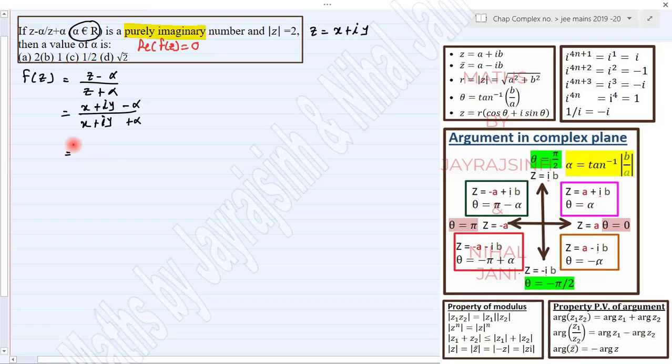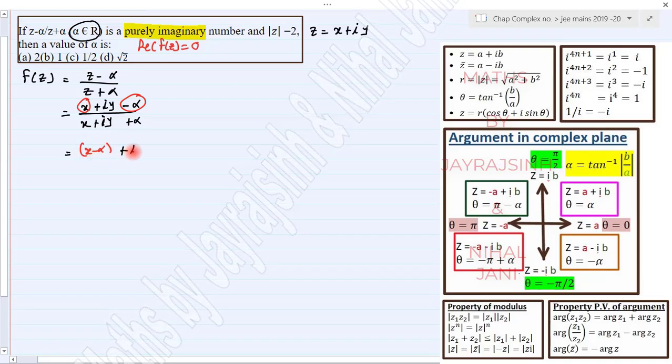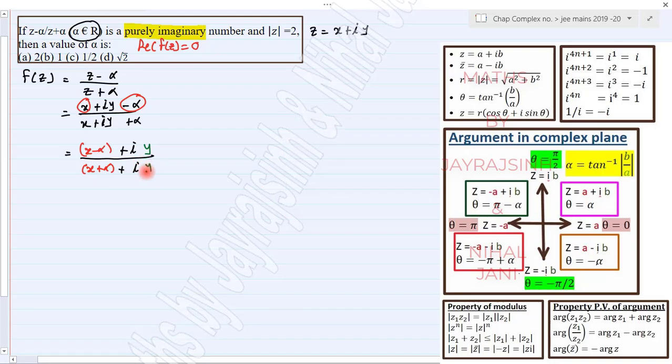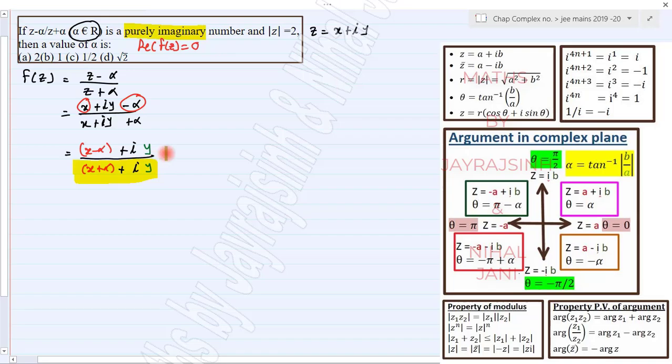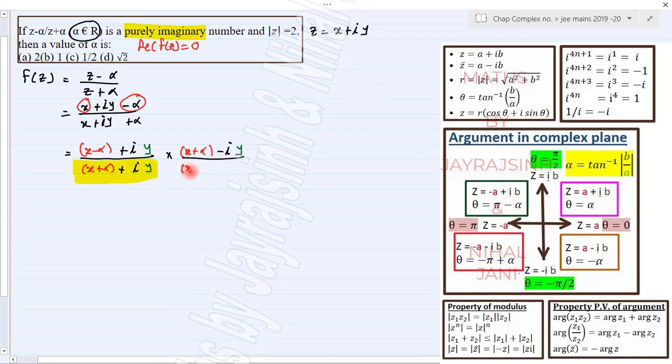So we should consider x as well as minus alpha as the real part of the complex number, and iy will be the imaginary part. So in the denominator, we'll get x plus alpha plus iy. For further simplification, we have to multiply and divide by the conjugate of the denominator, which is x plus alpha minus iy. So let's multiply and divide by it.